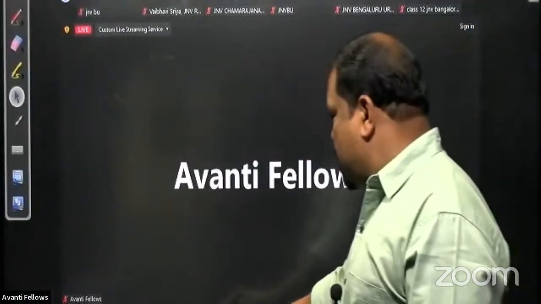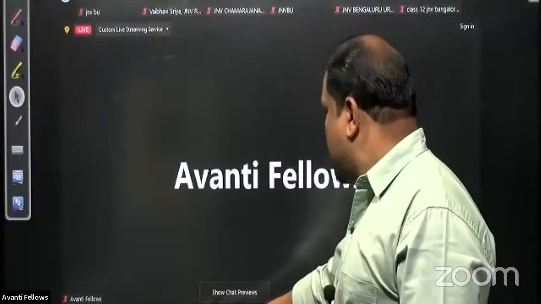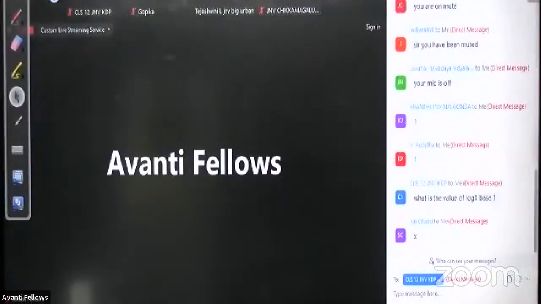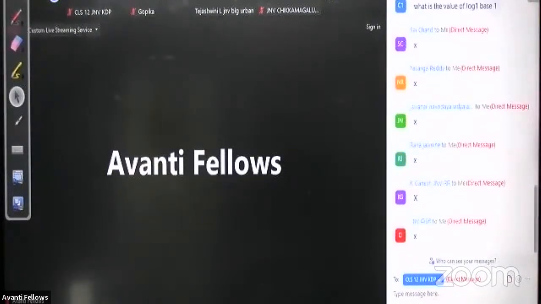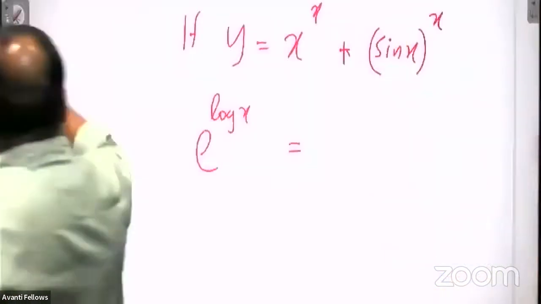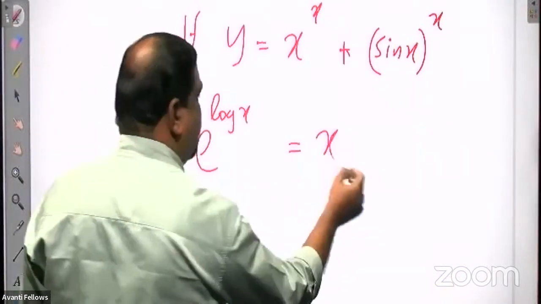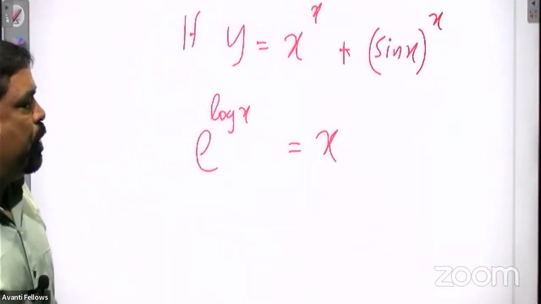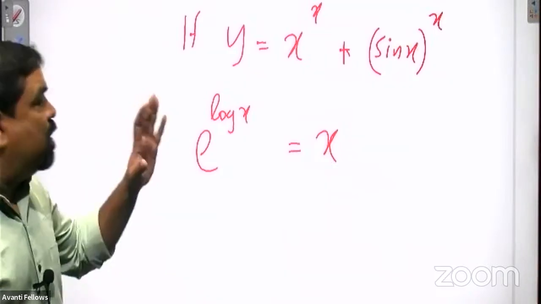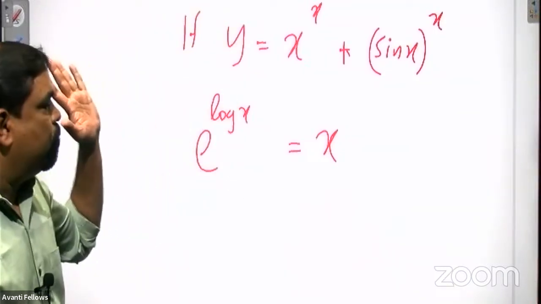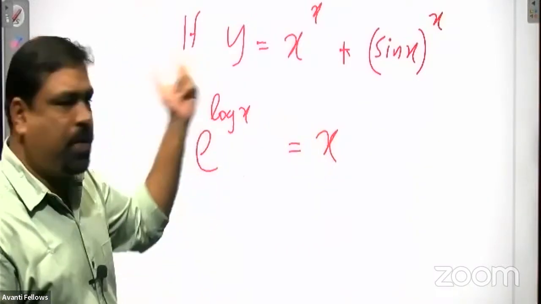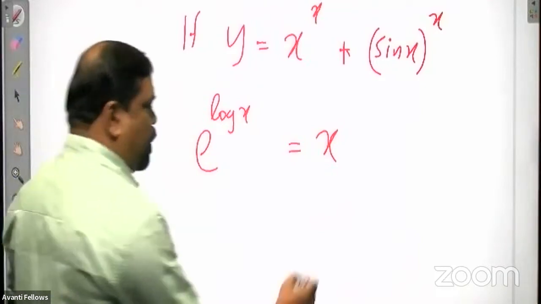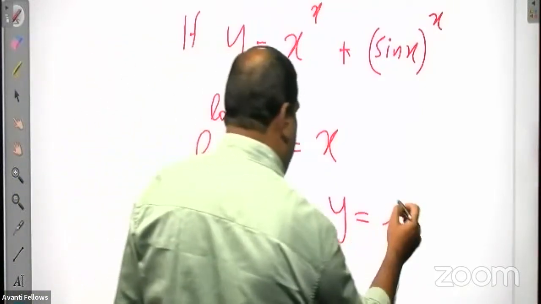Let me see if any answer is coming. Yeah, x. Many responses are coming. It is x. Very good. So e raised to log x equal to x. Clear? So this idea can be applied here. Anything, this x, I can express as e raised to log x. So if some y is there, I can write e raised to log y.